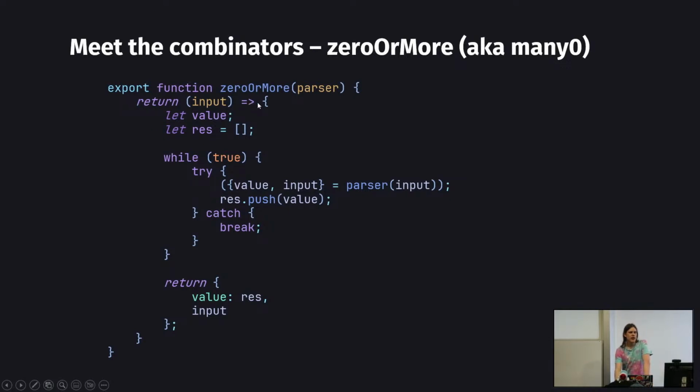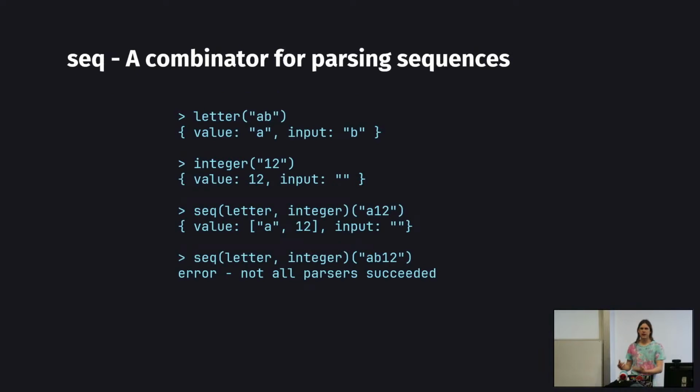Basically, we are returning a new function, and this new function takes in input, and does what we did earlier. It creates a results value, which is just an empty list, and then it tries to parse the input as many times as it can, pushing the value to our results. As soon as we catch an error, we break, and then we return. So this takes in a parser and returns a new function, which is in and of itself a parser function. And you would use it like this.